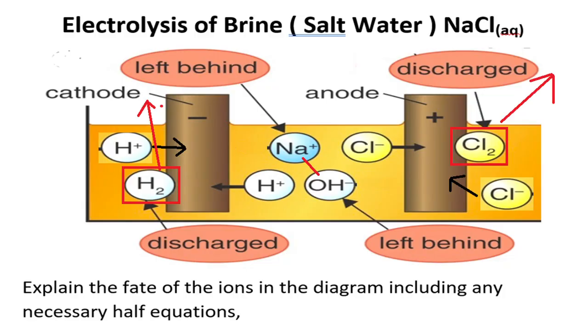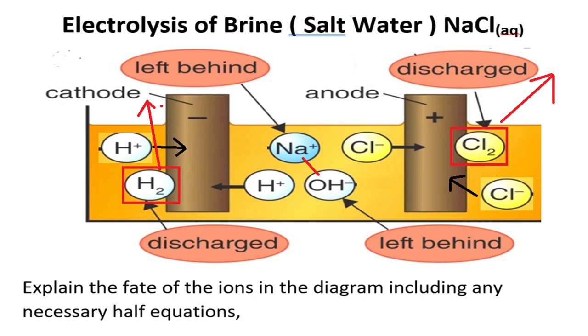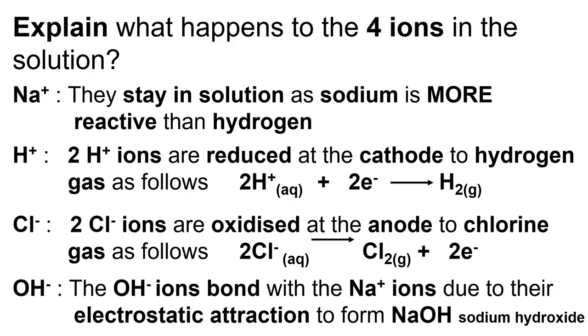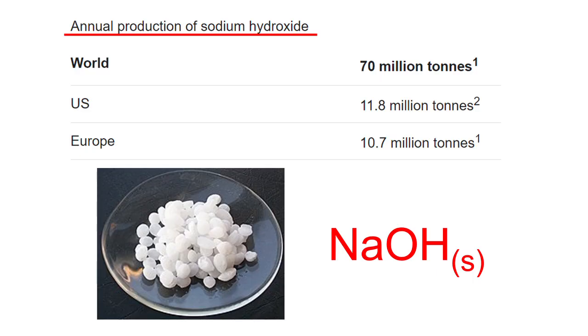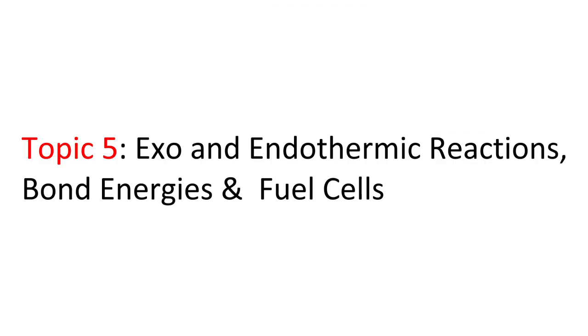Let's take a look at the chloride ions at the anode, the positive electrode. 2 of them will become chlorine gas. You've seen that plenty of times before. And finally, the Na plus and OH minus ions start joining together to form sodium hydroxide, which is an incredibly useful substance. 70 million tons of sodium hydroxide are produced annually. That is a lot, and it's mainly used in cleaning products. So that's topic 4 done, chemical changes. We're nearly there now, on to topic 5.